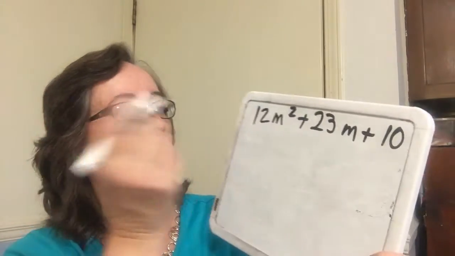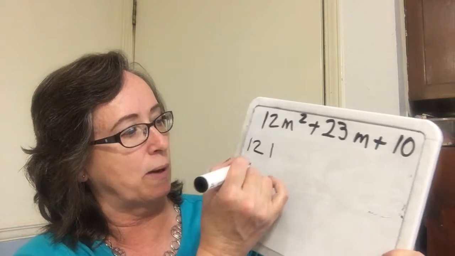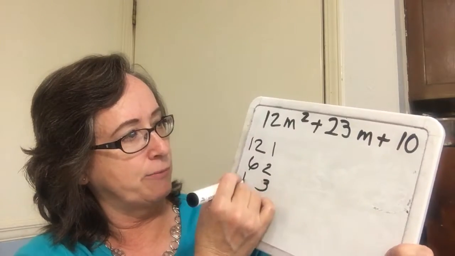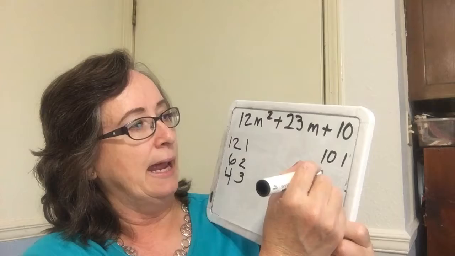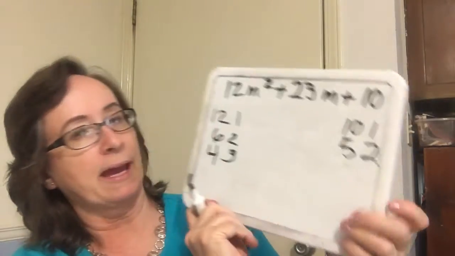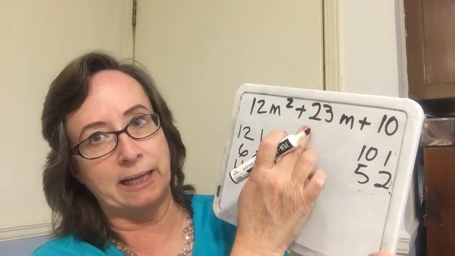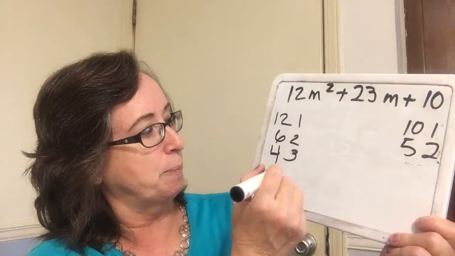Now we've got this one that has several ways to factor the 12: 12 and 1, 2 and 6, 3 and 4. Several ways to factor the 10: 10 and 1, and 5 and 2. Okay? We're looking for a sum of 23 in the middle. So when we do this, we're going to plug in.